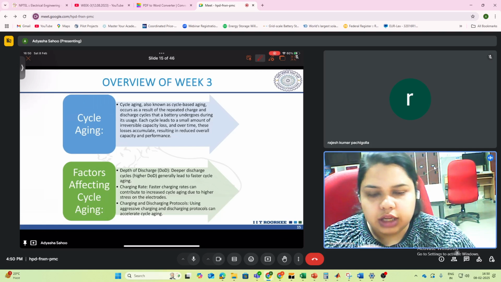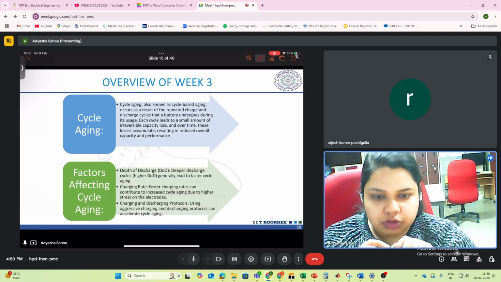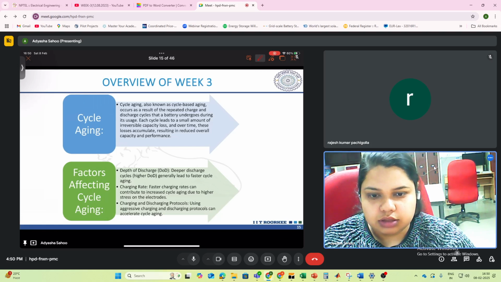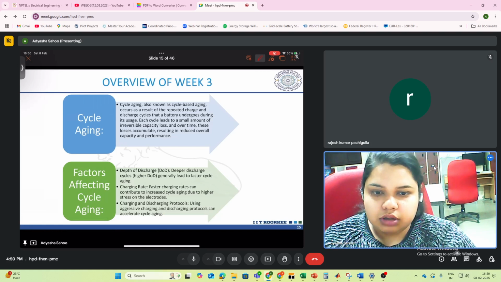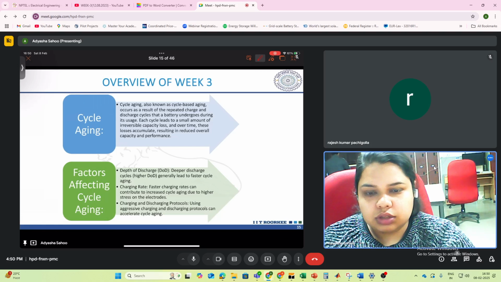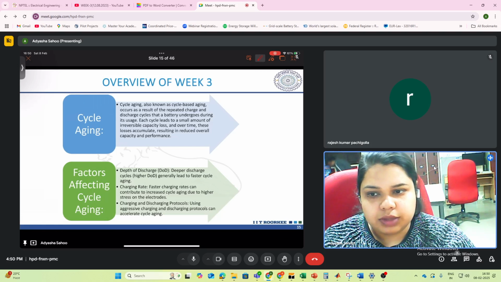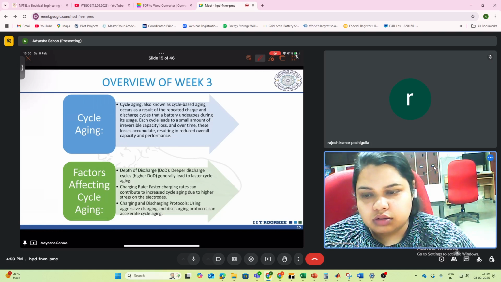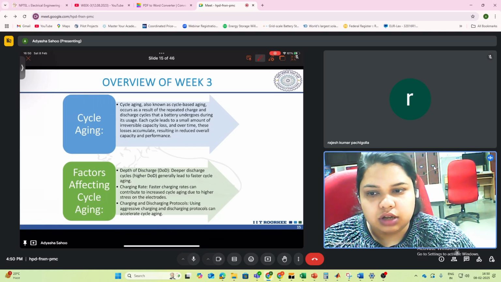Because every time you are charging, some chemical reactions are taking place. When you are discharging, that same reversible reaction is taking place in the other direction. So that leads to some irreplaceable capacity loss. And over time, these losses will add up, and hence there will be a reduced capacity or a decrease in performance. So basically, the factors that affect the cycle aging are higher DODs or depth of discharge.